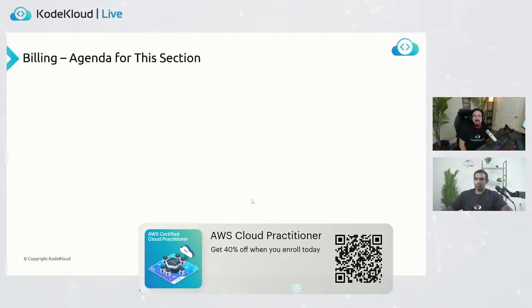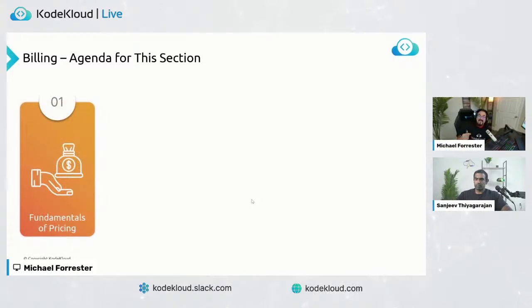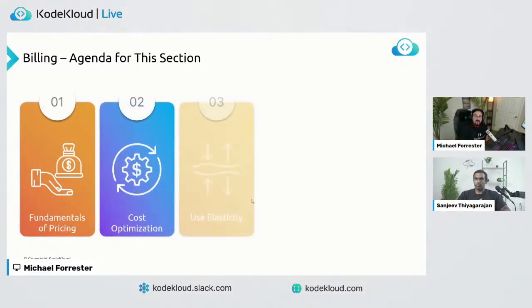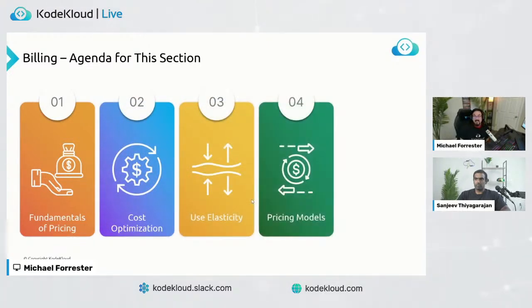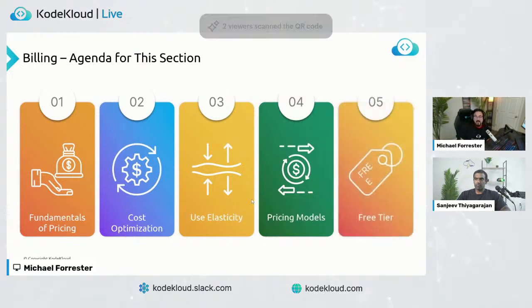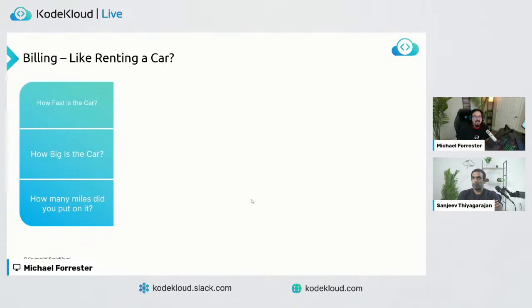Okay, so we're going to talk a little bit about some of the content included inside of the AWS Cloud Practitioner course, including things like the fundamentals of pricing, cost optimization, using elasticity, pricing models, and the free tier. Now, we've only got about maybe 20 minutes or so to talk about this, so we're going to pick one of these sections and talk about it. If you want the full course, Sanjeev just talked about its availability, including the discounts available for a subscription. We're going to give you a little bit of a teaser of what's included in this course. With that being said, let's talk about general billing inside of AWS.